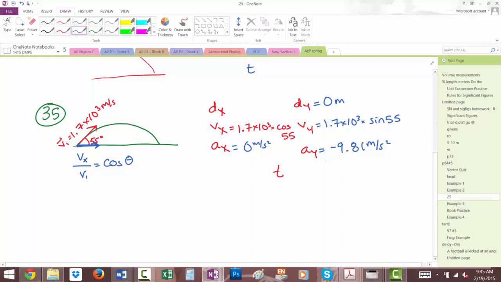All right. So part B I said is better to do first because it wants to know the time. How do you find the time using this information?